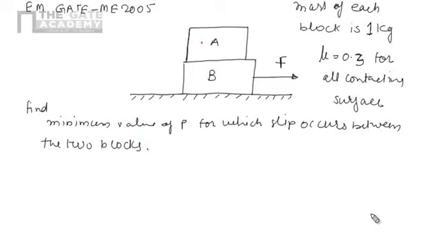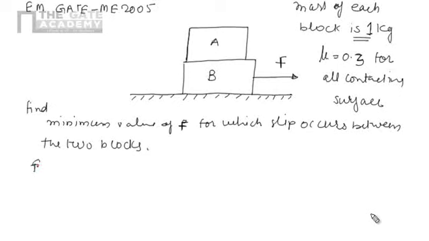There are two blocks A and B resting on a table, the mass of each block is 1 kg, and the coefficient of friction between any two contacting surfaces is 0.3. Now we have to find the minimum value of F for which slip occurs between the two blocks. The problem is based on limiting equilibrium, so we can solve it with the help of the conditions of equilibrium. But for solving equilibrium problems, first of all we have to draw the free body diagram.